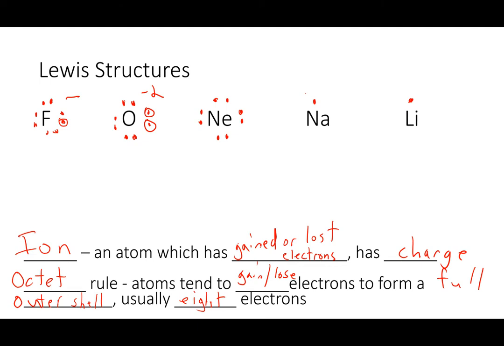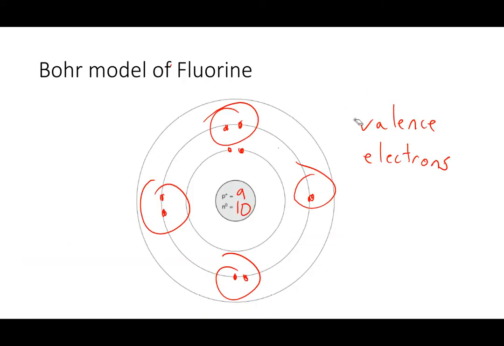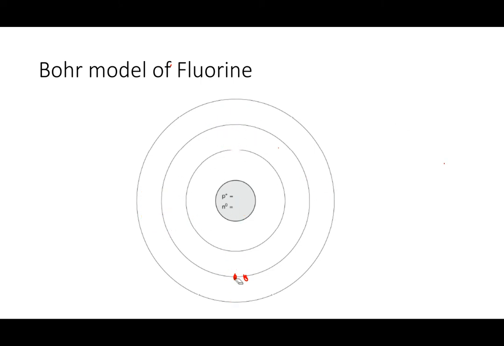What about sodium? What is sodium going to do? Well, sodium only has one electron on its outer shell. In fact, let me go ahead and draw the Bohr diagram for sodium. Sodium has 11 protons and 11 electrons, and it has 12 neutrons. I'm going to put 11 electrons here, 2 on the first level, 8 on the second level, and 1 on the third level for a total of 11.